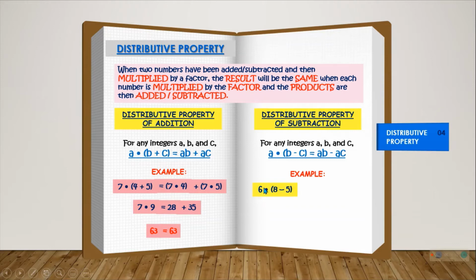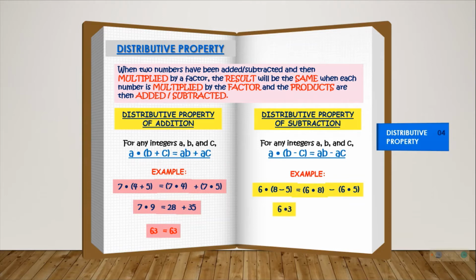Okay, so 6 times quantity 8 minus 5. Meaning, 6 multiplied by 8, and then 6 also multiplied by 5. So, 6 times 8 plus 6 times 5. Oh, minus pala, sorry. And then, let's see if they will still have the same answer.